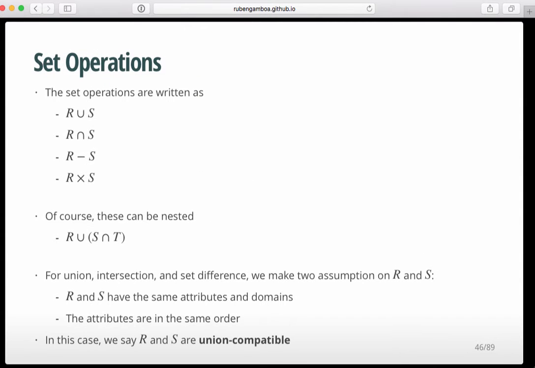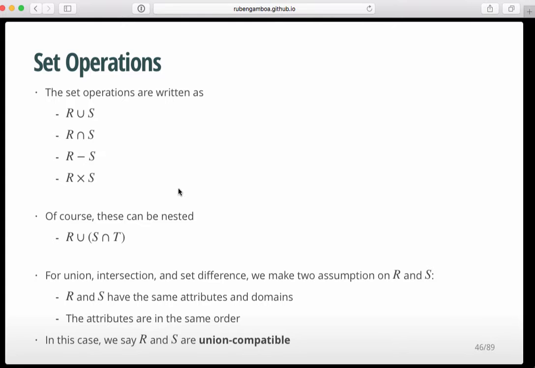Okay, so let's just deal with the set operations and be done with those. So set operations are written as R union S, R intersect S, R minus S, R cross product S. Normally, the only difference is R minus S. You may use a backslash for set difference, but other than that, you already knew this. Okay, that's just discrete math, right?